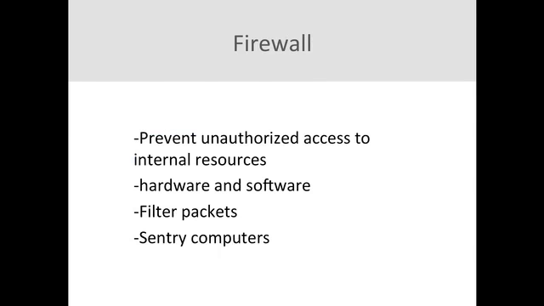Firewalls, they prevent unauthorized access to internal resources. These can be hardware and software. They basically filter packets at the front of your network, and as these packets come through, if they do not match a certain set of firewall policies, they're discarded. You can also use Sentry computers, where packets are actually sent to an intermediary computer that sits between your firewall and your other network, and they're filtered through that computer instead of actually being sent to computers on your network.